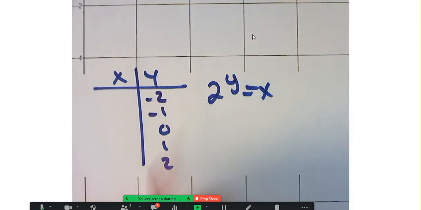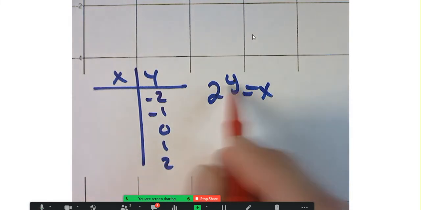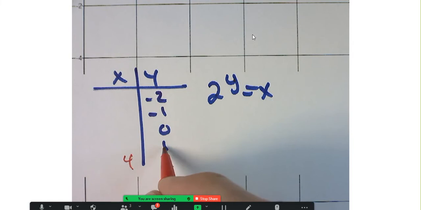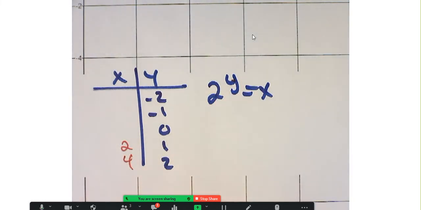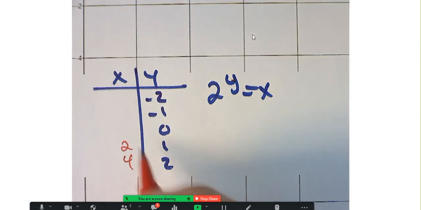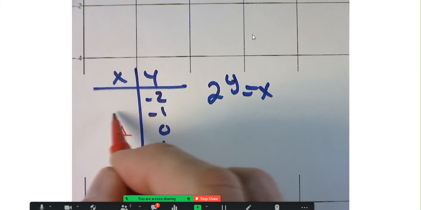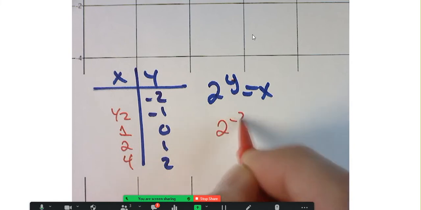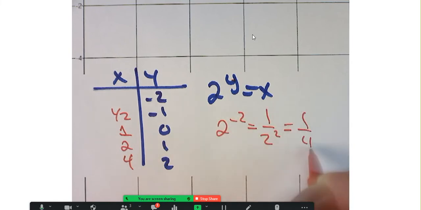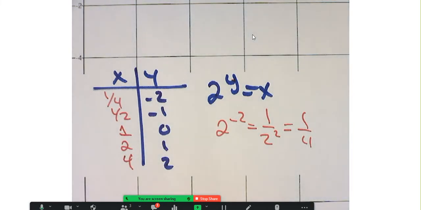2 to the second would be what? 2 to the second would be 4. If I plug in y equal 1, I get 2 to the first, which is just 2. How about 2 to the 0? 2 to the 0 is 1. 2 to the -1 is 1 over 2. And 2 to the -2 is 1 over 2 squared, which is 1 over 4. So there you go. Without having to be terribly clever at all, we got a nice set of points. And now we're going to graph these things.